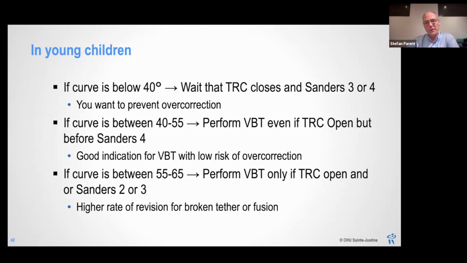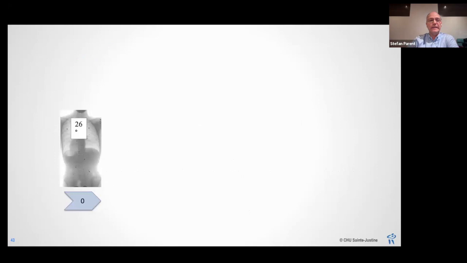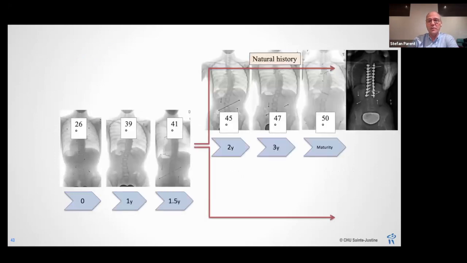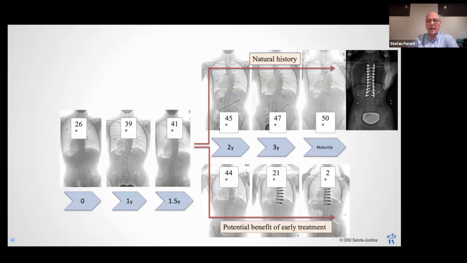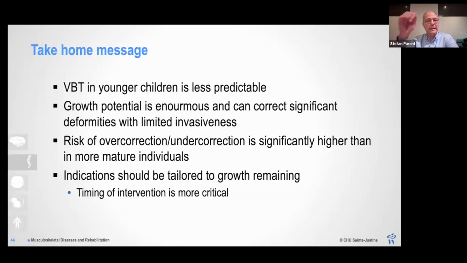And then for curves between 55 and 65, I would only do it if the triad is open and the patient is either Sanders 2 or 3, because then they need to have a lot of growth and they have to expect a higher rate of revision for a broken tether or a fusion. But if you get the right patient and you get them to go through this, and instead of having a natural history of spinal fusion, you get them early enough, you can probably get them to have a nice correction and over time correct in a nice way. So there's a potential benefit for early treatment.